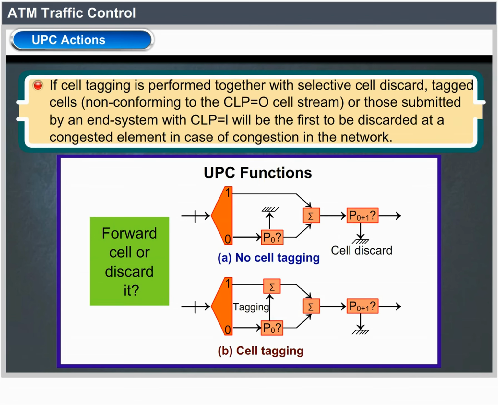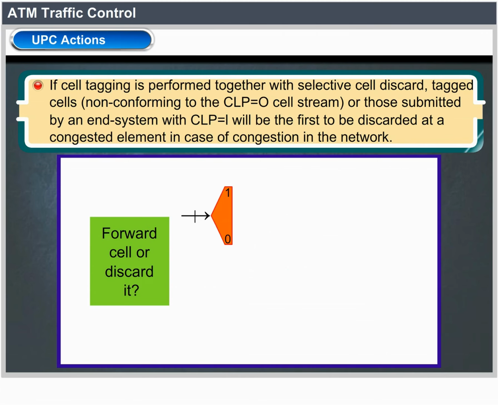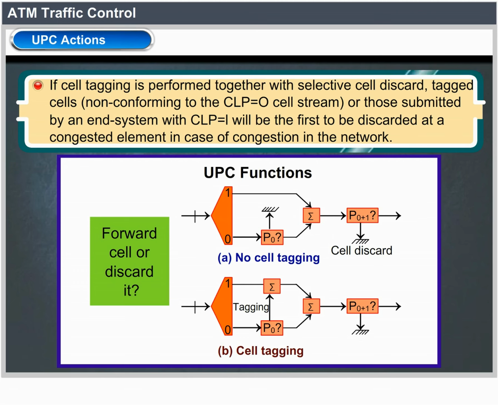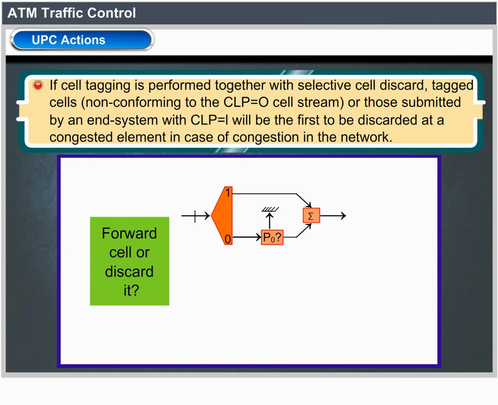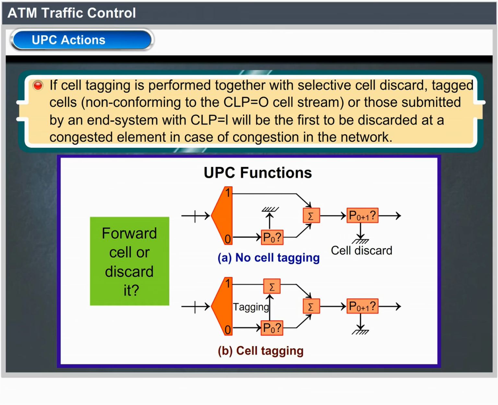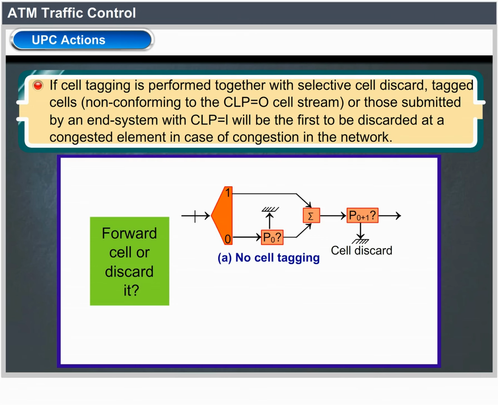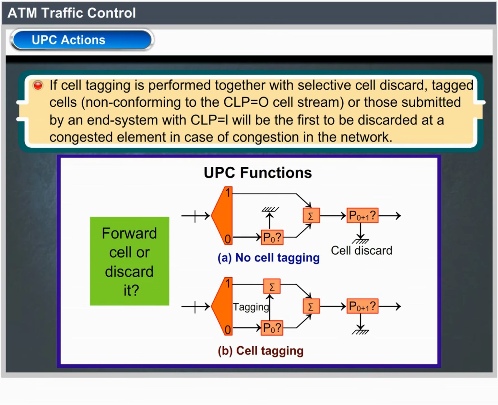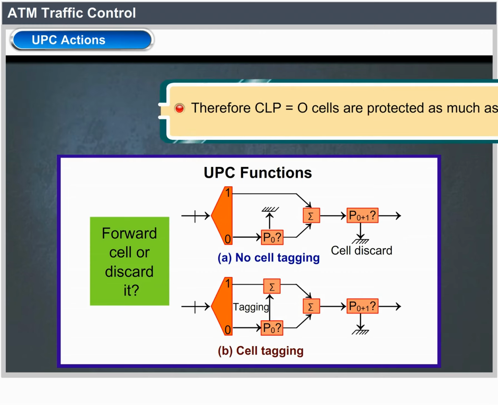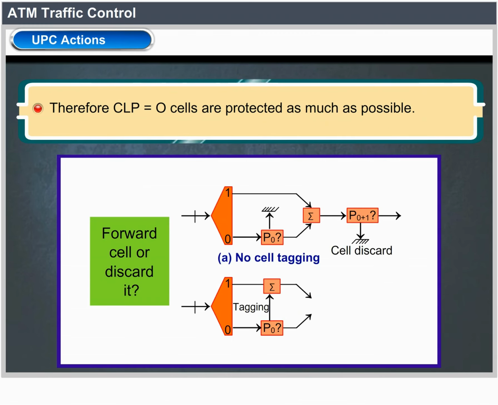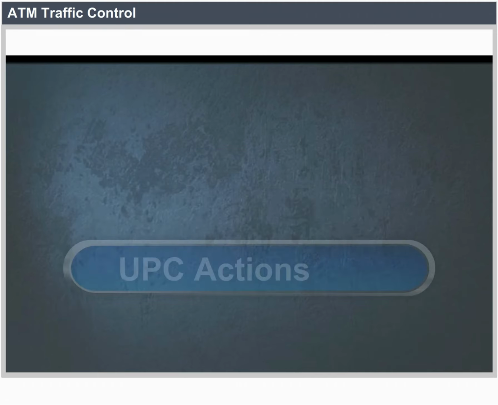If cell tagging is performed together with selective cell discard, tagged cells non-conforming to the CLP equal to 0 cell stream, or those submitted by an end system with CLP equal to 1, will be the first to be discarded at a congested element in case of congestion in the network. Therefore, CLP equal to 0 cells will be protected as much as possible. UPC algorithms.